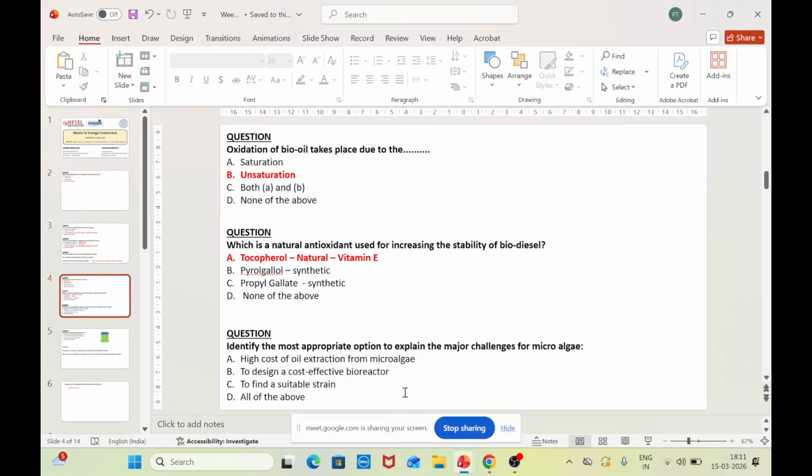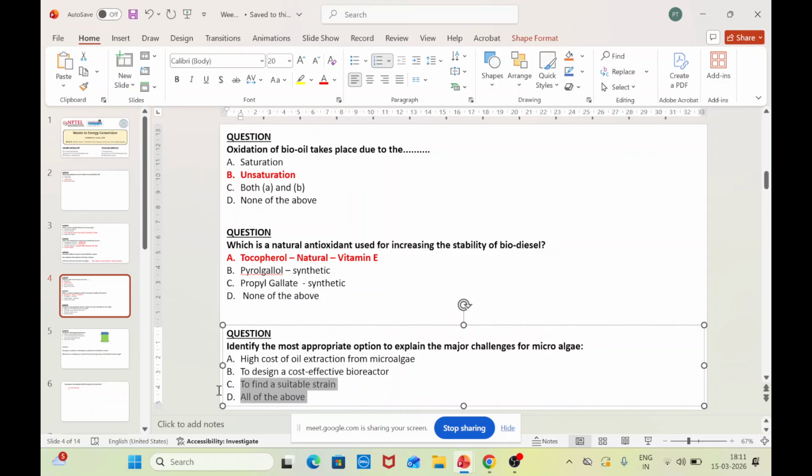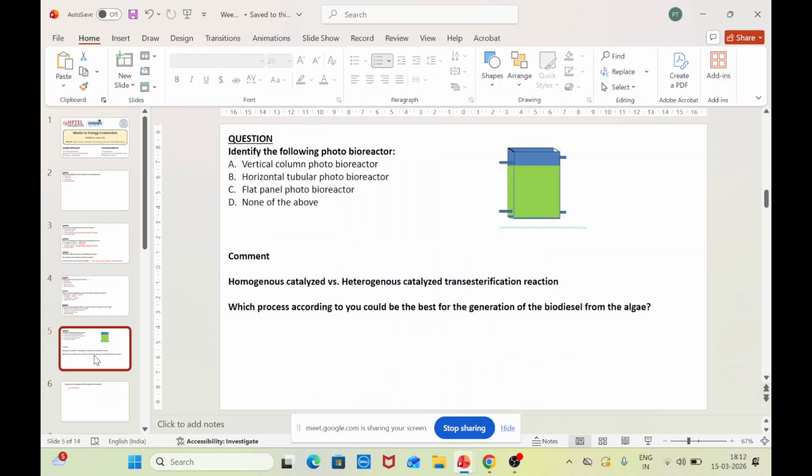So all of the following are the major challenges for the microalgae harvesting. High cost, designing an effective bioreactor so that you can maximize the oil extraction production, and finding a suitable strain that helps in getting more oil. All of the following are the major challenges for the microalgae energy harvesting. So let's move on towards the next question.